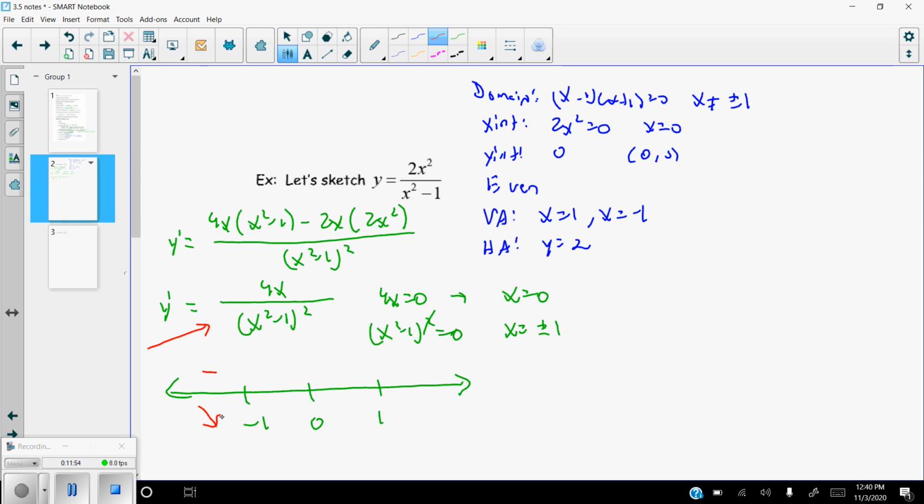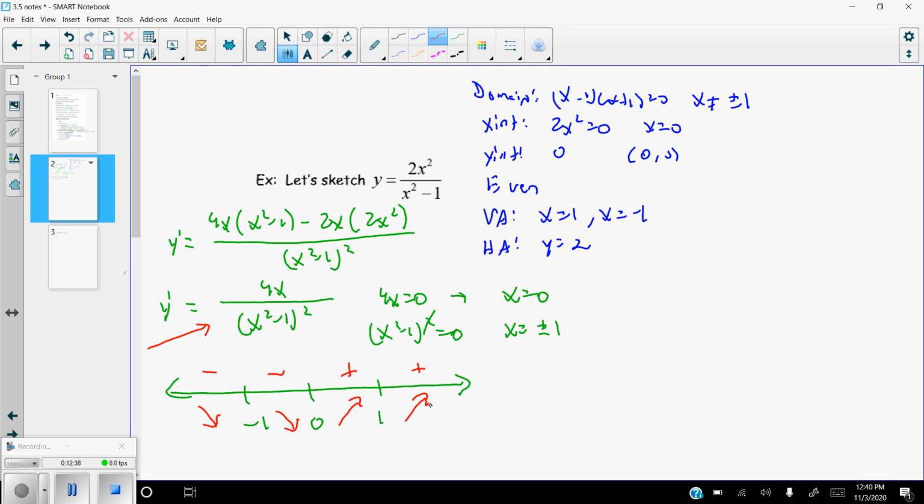Plug something like negative 1/2 in, which is in between negative 1 and 0. Negative 1/2 in the numerator is negative. Negative 1/2 in the denominator is positive. So once again, it's a negative over positive, which is also decreasing. We haven't really seen that before, where you go from decreasing to decreasing, but it can happen. Plug something in between 0 and 1, like positive 1/2. Plug that into the numerator, it's positive. Plug it into the denominator, again, because you're squaring everything, it's going to be positive. So positive over positive is positive. And then plug something greater than 1, like 2, in the numerator and denominator, and you get positive over positive once again, so it's increasing there.